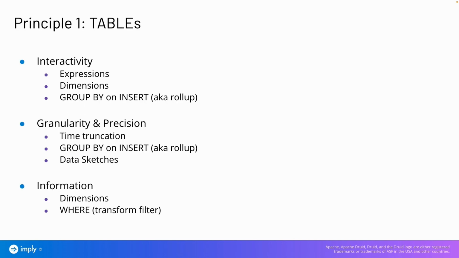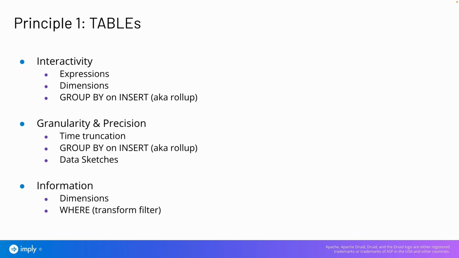And finally, Principle 1. Like every good sci-fi series, it's time to go back to the prequel. Do not be afraid of having multiple table sources, each one shaped to provide your end users with the right level of detail. You can think of this in terms of interactivity that's required, the granularity and precision that's required, and the information that's required.